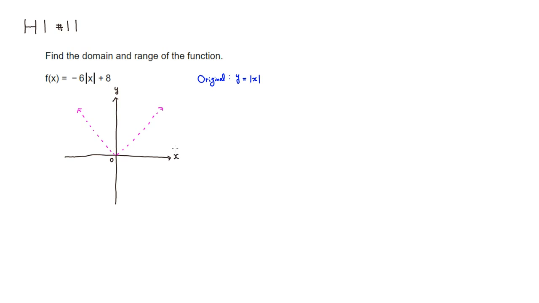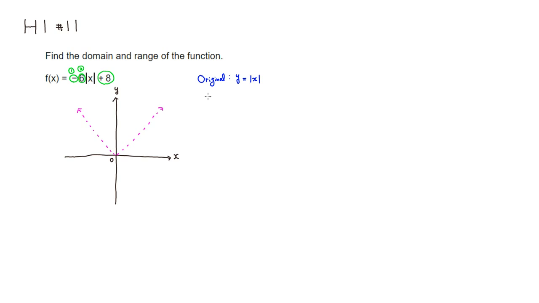There are 3 transformations applied. The first transformation is the reflection about the x-axis. The second one is a vertical stretch by a factor of 6. The last one is adding 8, so it's just going to shift up 8 notches.